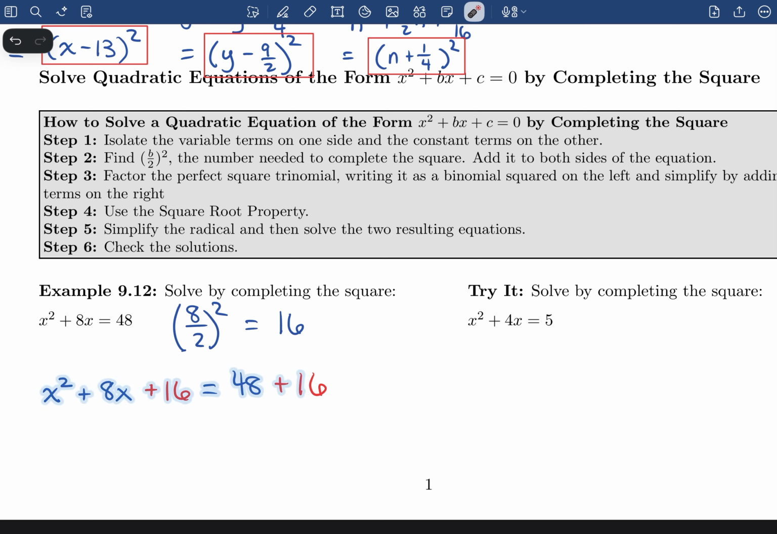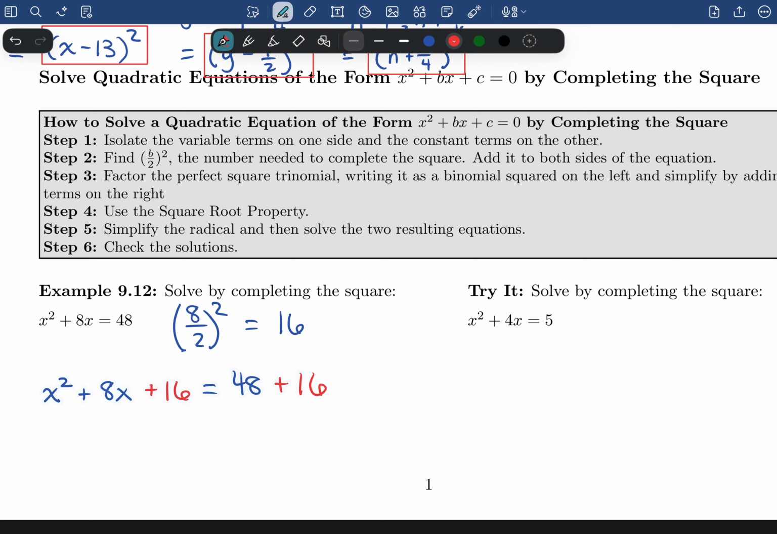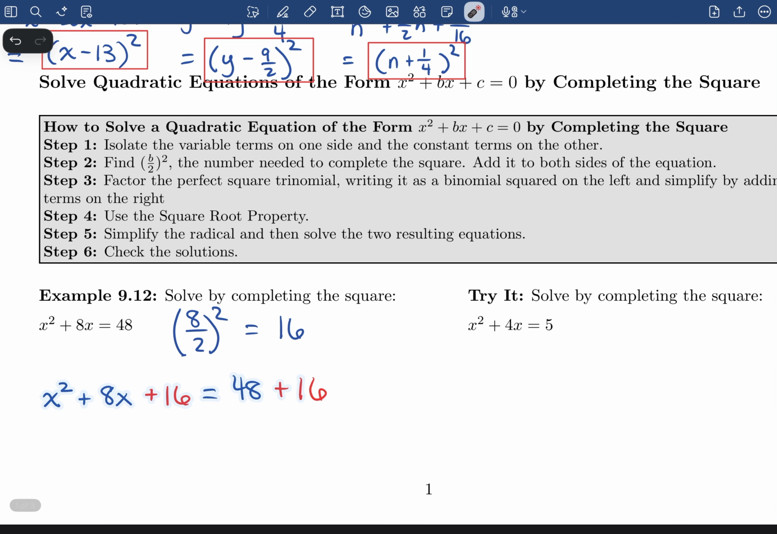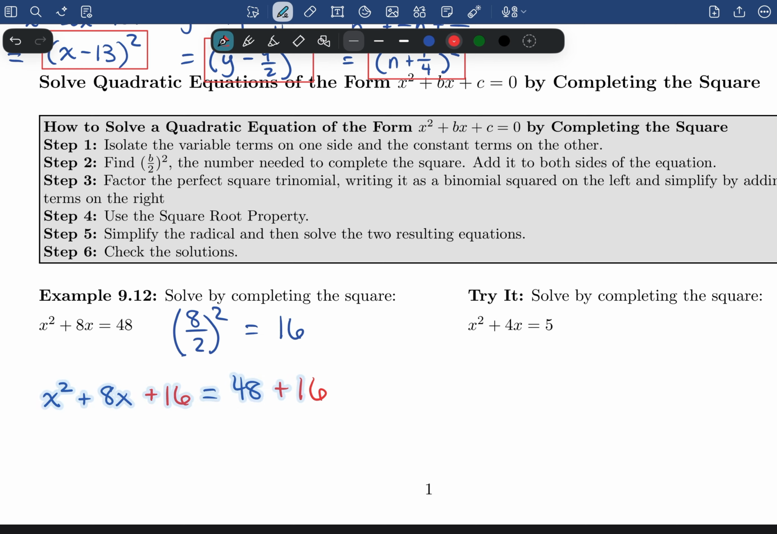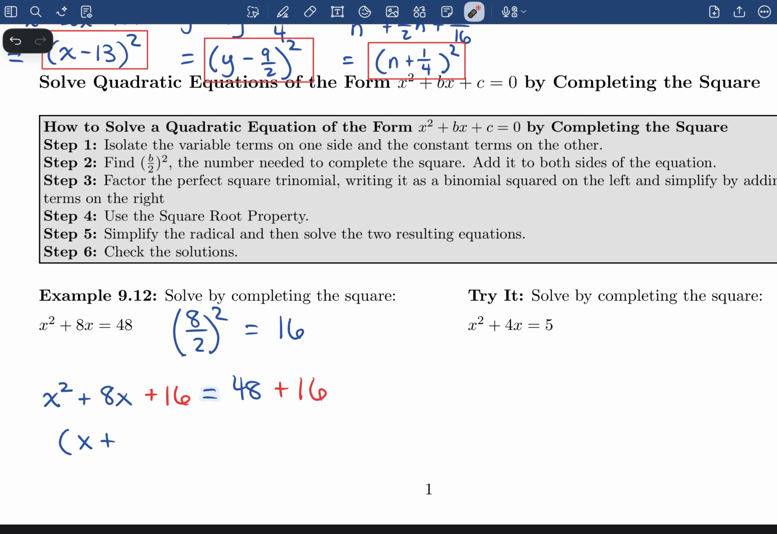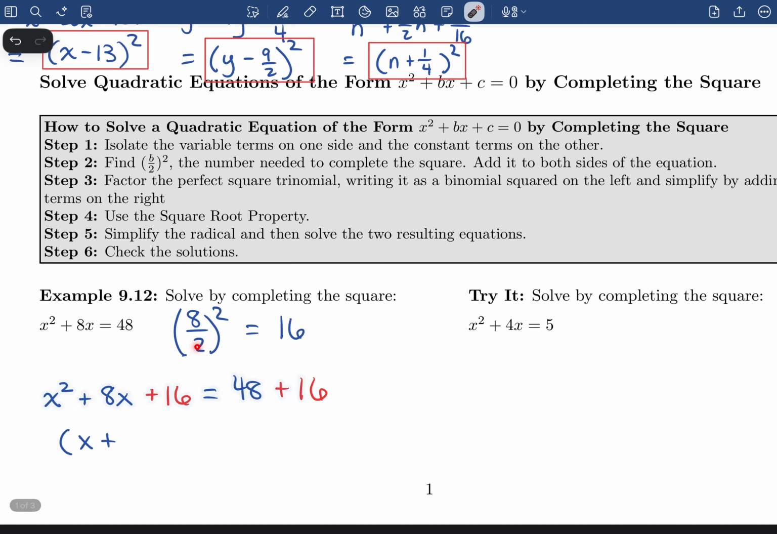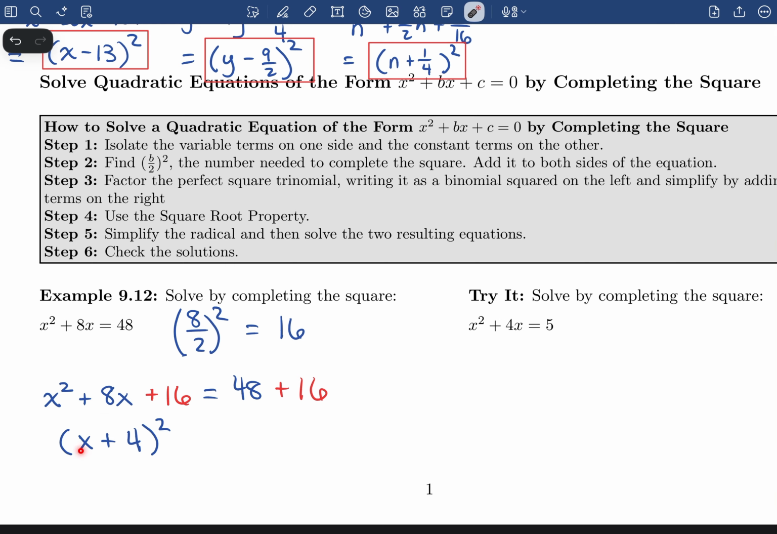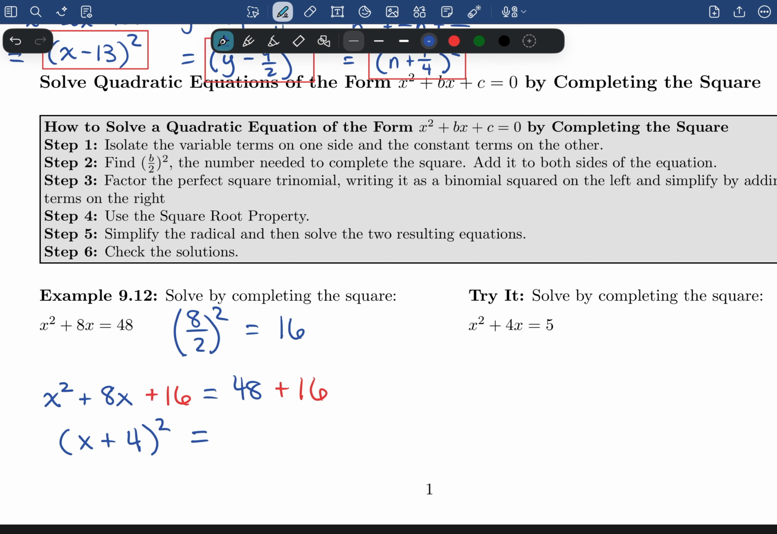All right, now that we've done that, why did we complete the square? Because we just created a perfect square trinomial. It's right here, perfect square trinomial. And you can factor it into a binomial squared. And so for the binomial squared, remember, just take the b value divided by 2. 8 divided by 2, that's 4. And so that becomes the second term of the binomial. And here I'm squaring it. Great. So this perfect square trinomial right here factors to x plus 4 times x plus 4. In other words, x plus 4 squared. And it's now equal to 48 plus 16.